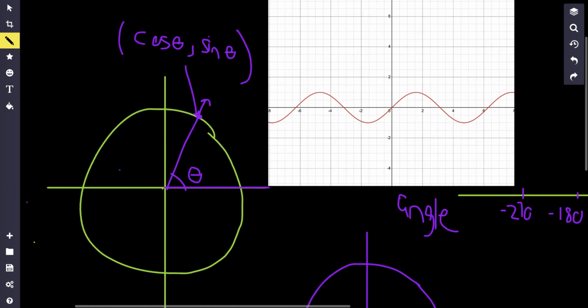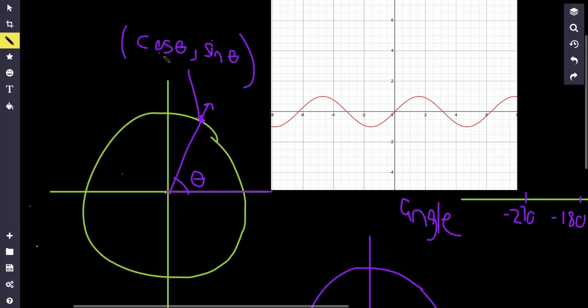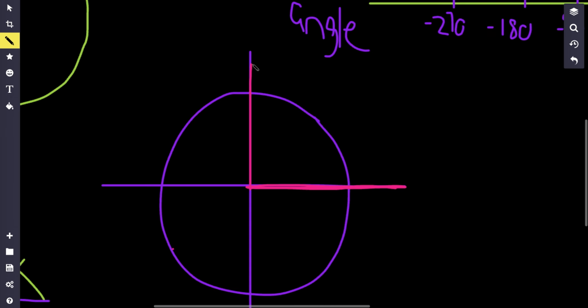We can do this using the unit circle, and just a quick reminder that when you create an angle on the unit circle, the coordinate where this angle, or this ray, intersects the unit circle is going to have the coordinates cosine of theta, comma sine of theta. Now let's say we create a 90-degree angle. What will the coordinate where this ray intersects the unit circle be?